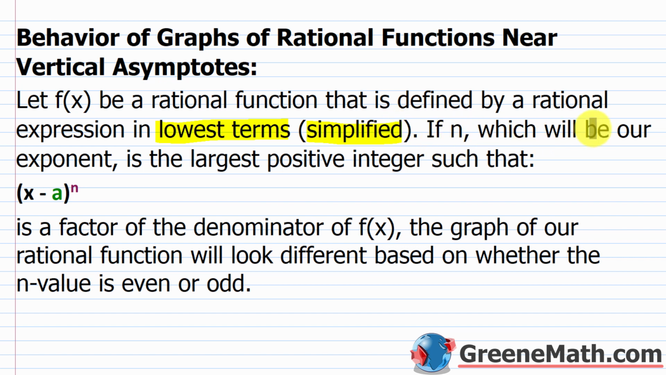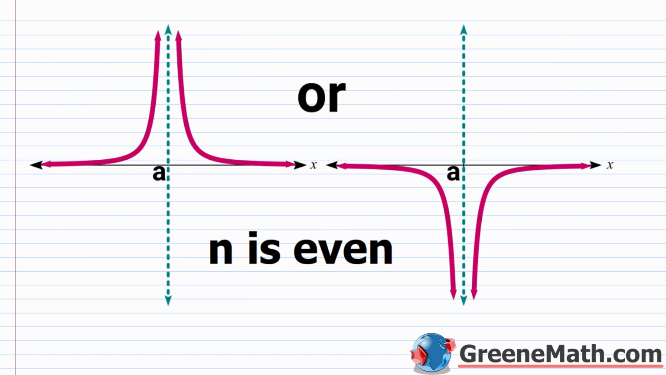So if n, which will be our exponent, is the largest positive integer such that you have this x minus a, this quantity raised to the nth power, and that is going to be a factor of the denominator of your f of x, the graph of our rational function will look different based on whether the n value is even or odd. And we've actually seen this already, because if you think about something like f of x equals 1 over x squared, it looks like the one on the left. And if you went to Desmos and typed in f of x equals negative 1 over x squared, you're going to get what looks like the one on the right.